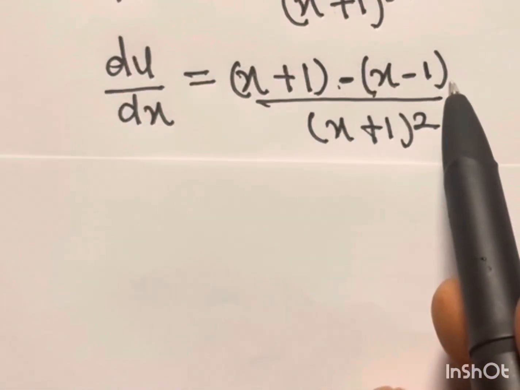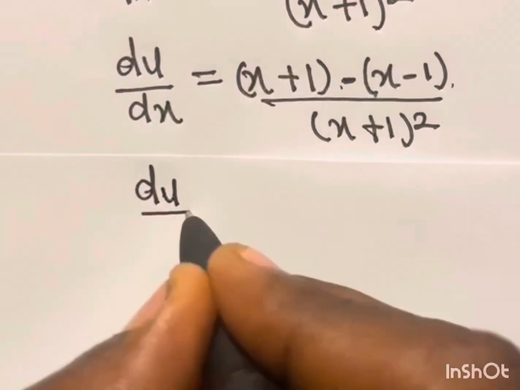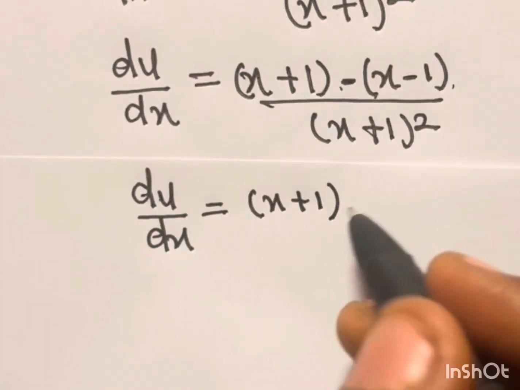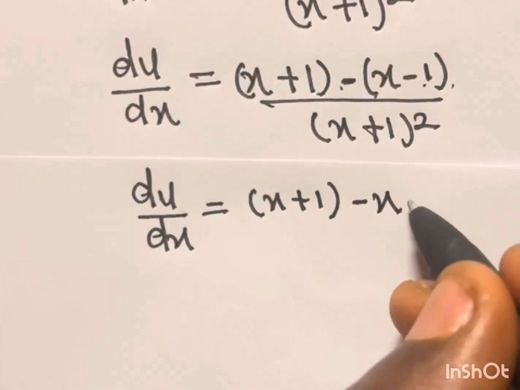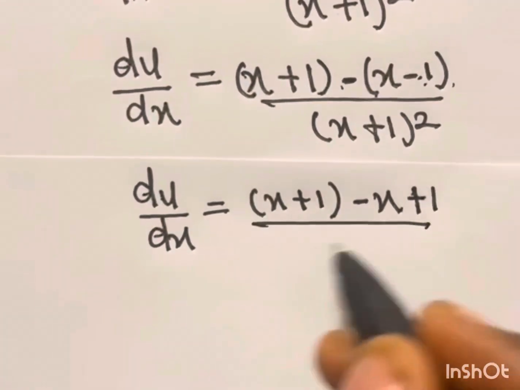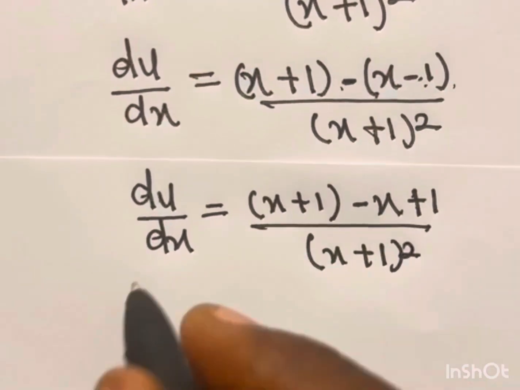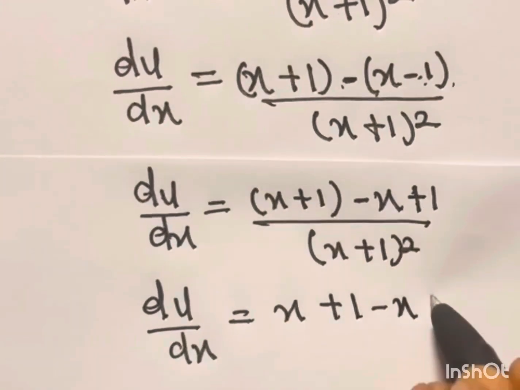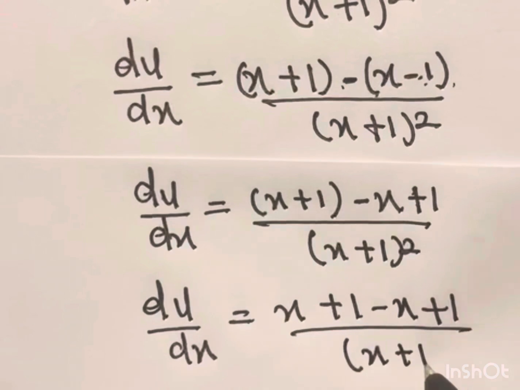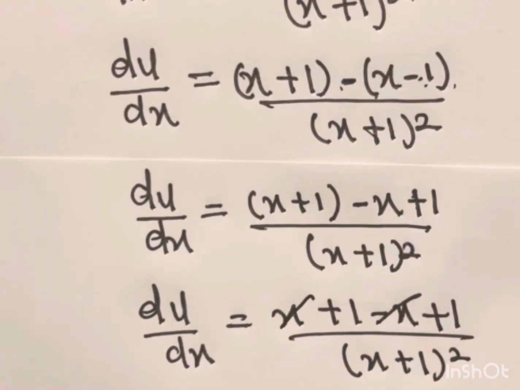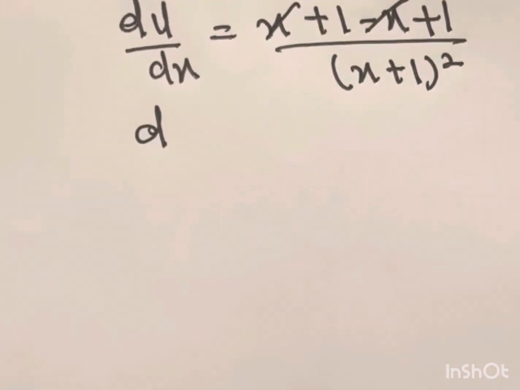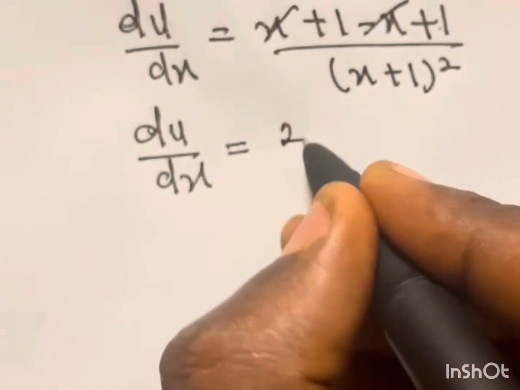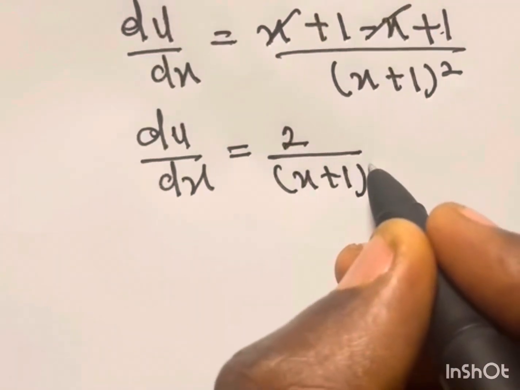Then we use this minus to open up the bracket. We have du/dx equal to x plus 1, then minus x and minus times minus 1, which is plus 1, divided by x plus 1 squared. So du/dx is x plus 1 minus x plus 1, divided by x plus 1 squared. The x cancels out, and we have du/dx equal to 1 plus 1, that is 2, divided by x plus 1 squared.